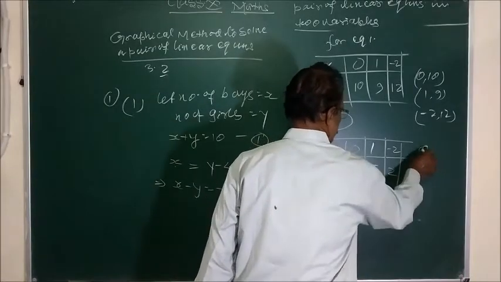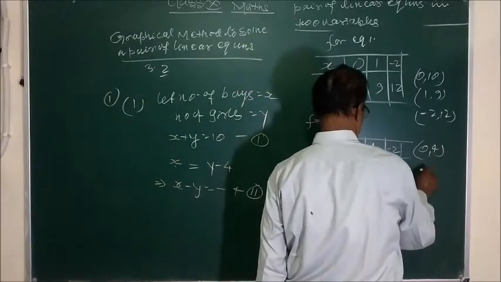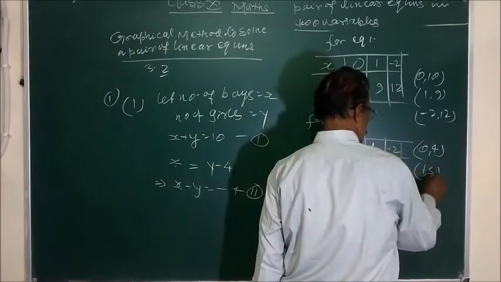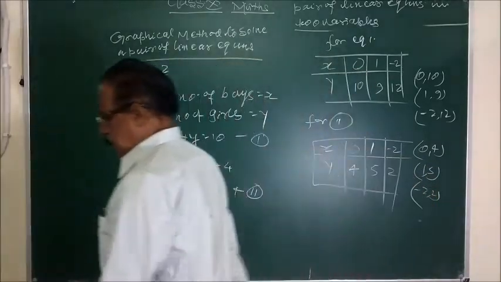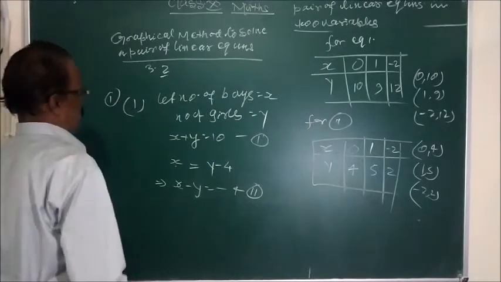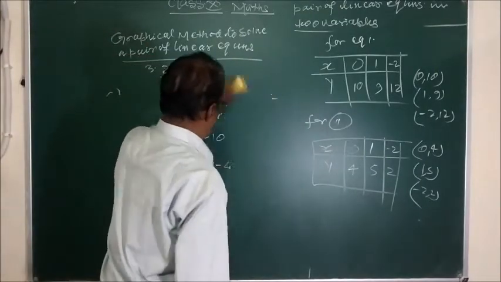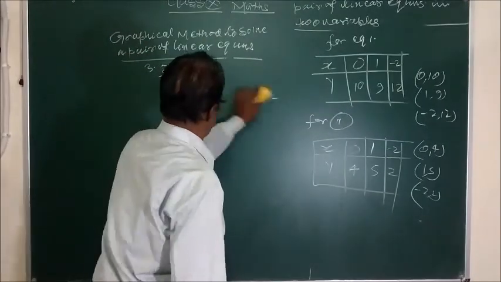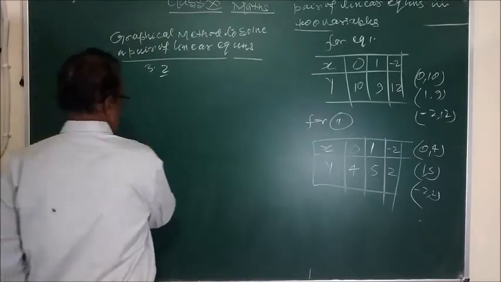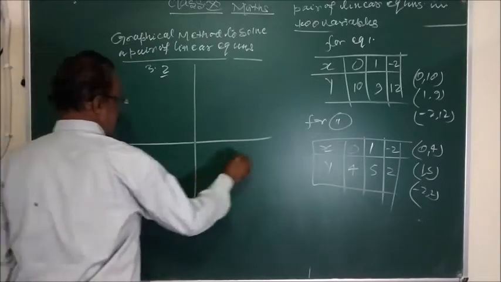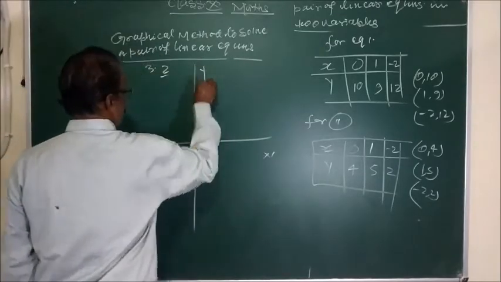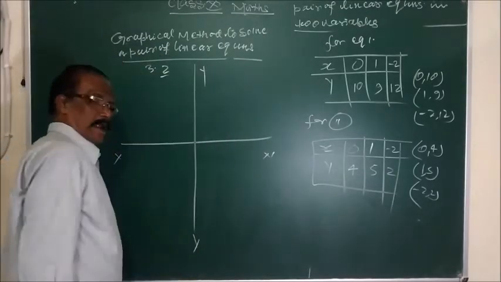These are the coordinates: (1, 5), (0, 4), (1, 5), (-2, 2). Now you plot these points on graph paper and you will find the number of boys and number of girls. Suppose these two are the x-axis and y-axis drawn on graph paper.